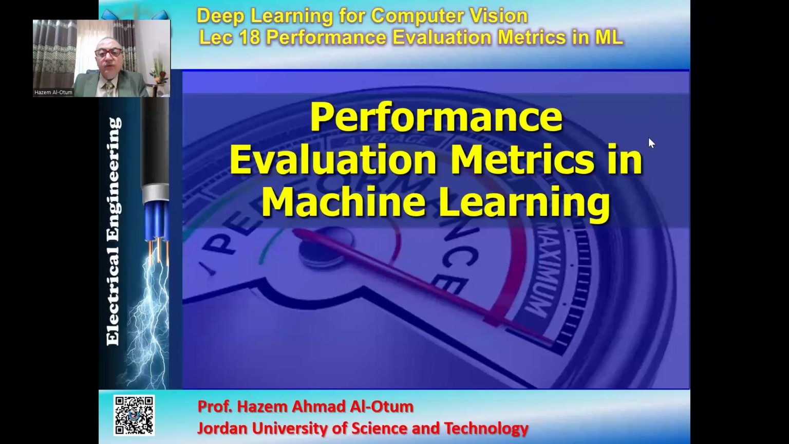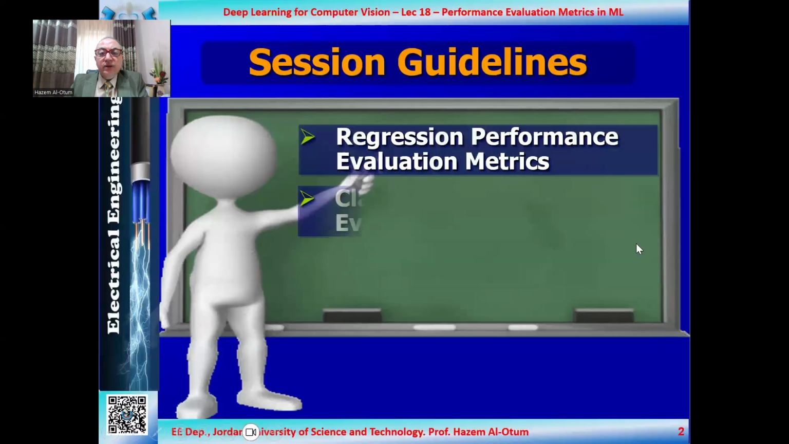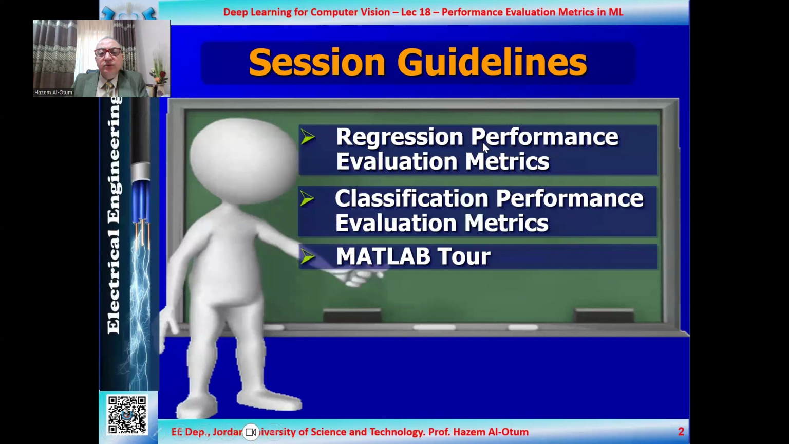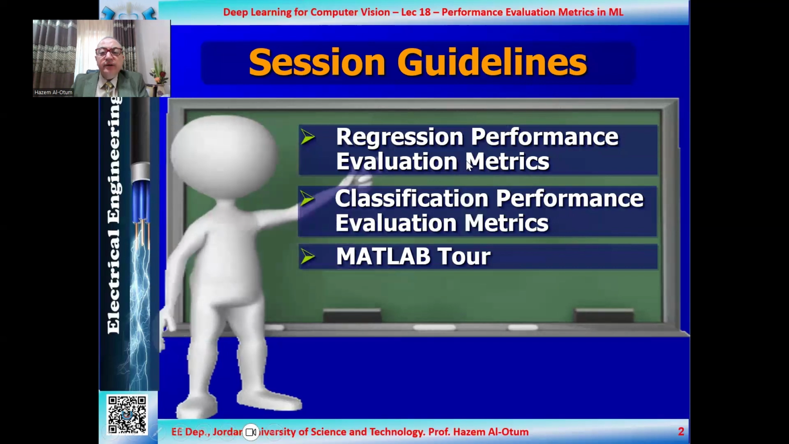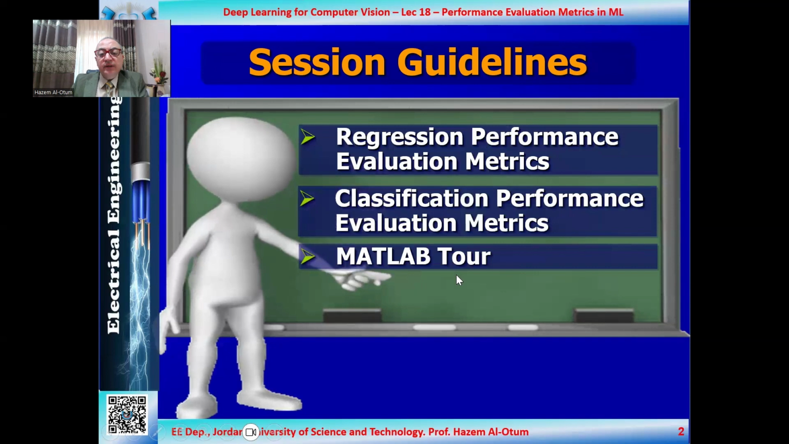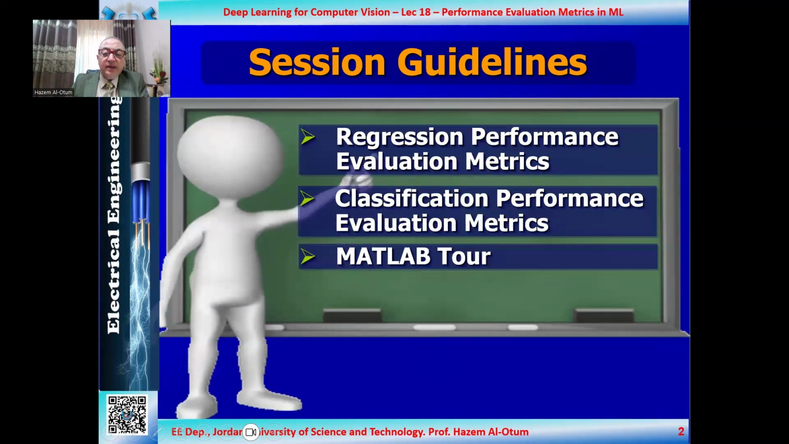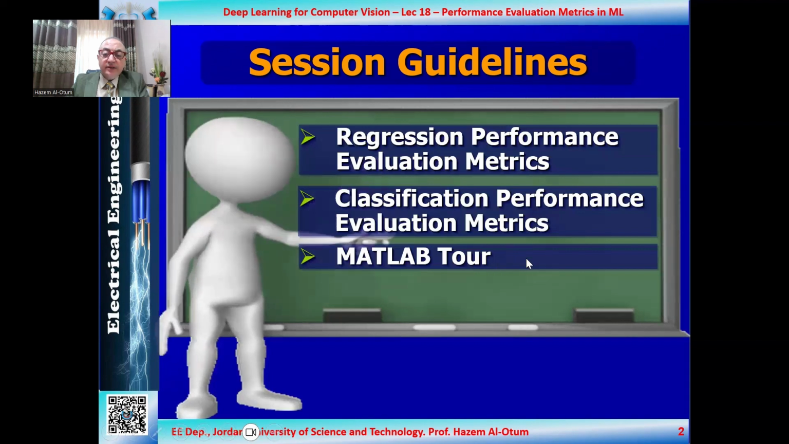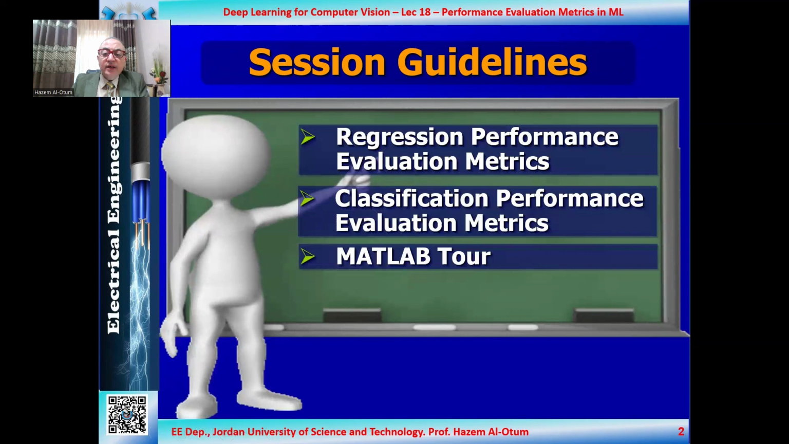So let's jump to our lecture slides and proceed further. The performance evaluation metrics in machine learning will be our main topic in this lecture. The decision guidelines are as here. We will take a tour on performance evaluation metrics regarding regression and classification, and at the end of the lecture, we'll have a MATLAB tour regarding classification, the Classifier Learner, as will be explained later by the end of this lecture.